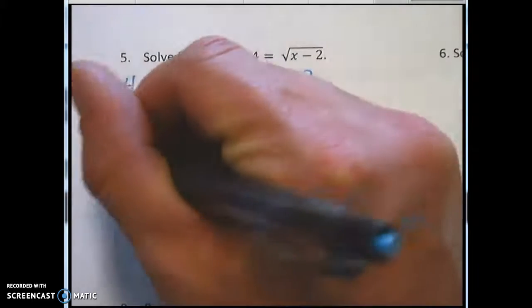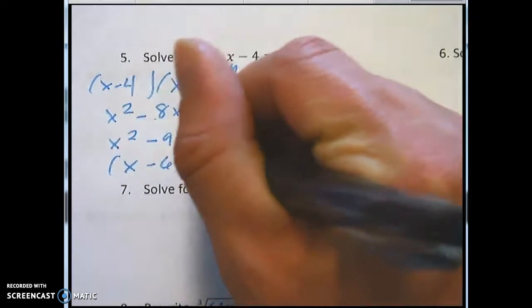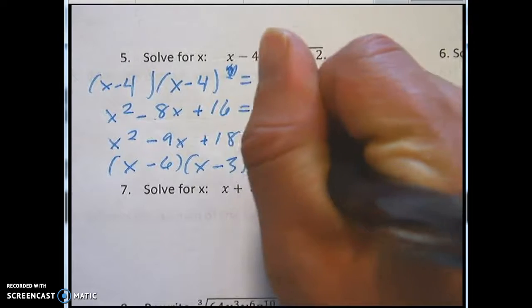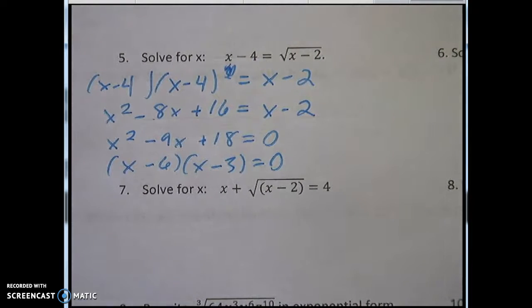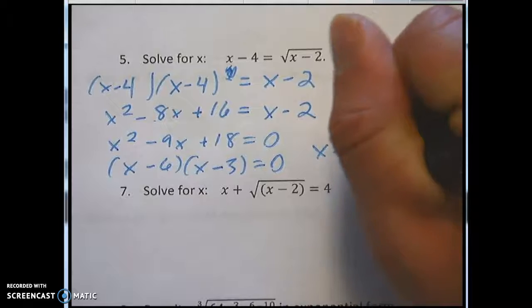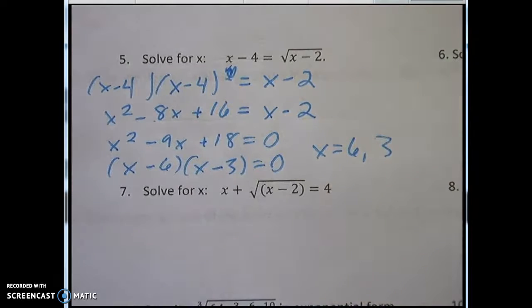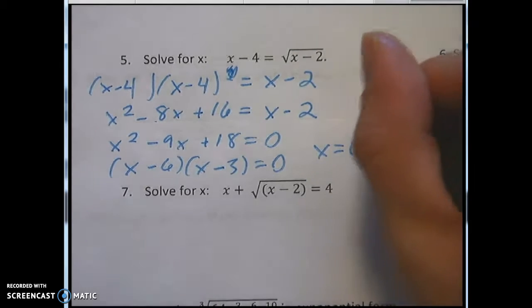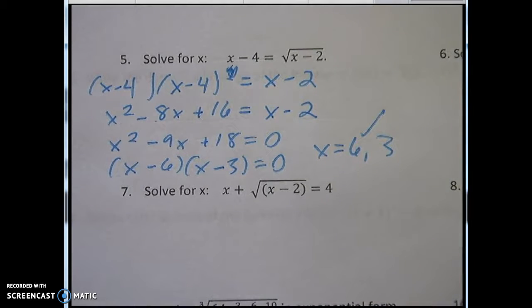When you factor it, you've got (x minus 6) times (x minus 3) equals 0, which means that the two solutions are x equals 6 and 3, but we need to check them to make sure they both work by plugging them in. 6 minus 4 is 2. 6 minus 2 is 4. The square root of 4 is 2. 2 equals 2. x equals 6 is a solution. It checks.